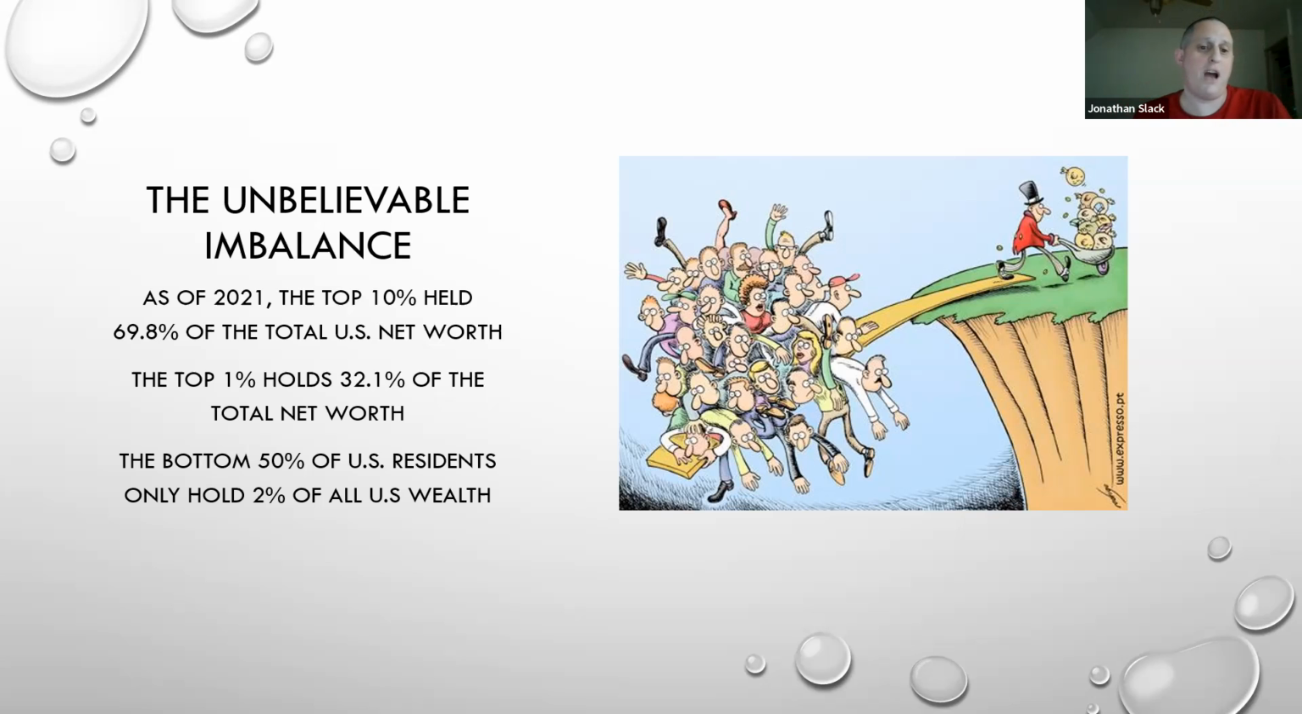But if you look here, the top 1% hold 32% of the total net worth. So it's not even just three guys. Even just the 1% would hold a third. I mean, that math just doesn't add up. The bottom 50% of U.S. residents only hold 2% of all the wealth. So that's where you go down to the bottom of the social classes.